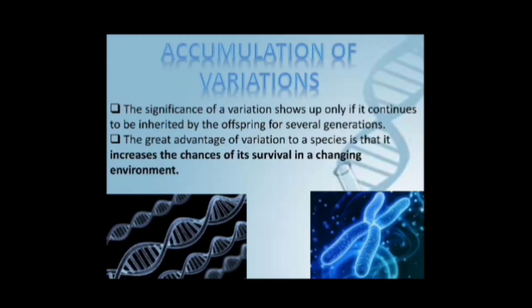Accumulation of variations. The significance of a variation shows up only if it continues to be inherited by the offspring for several generations. Inheritance from the previous generation provides both a common basic body design and subtle changes in it for the next generation. Now think about what would happen when this new generation in its turn reproduces. The second generation will have differences that they inherit from the first generation, as well as newly created differences.